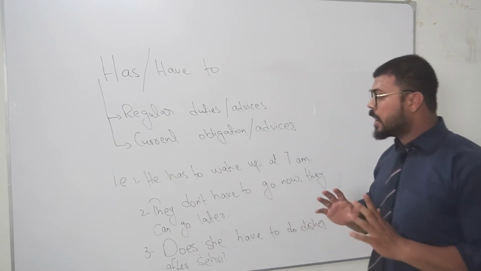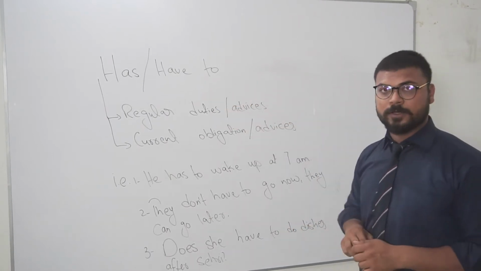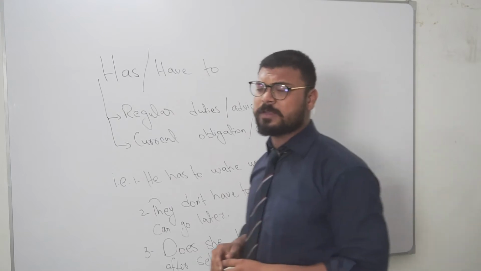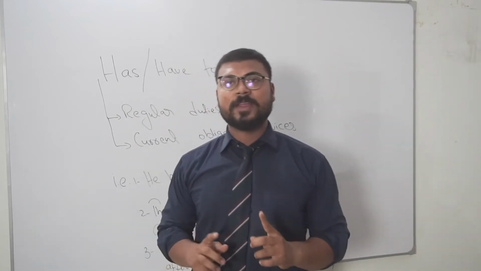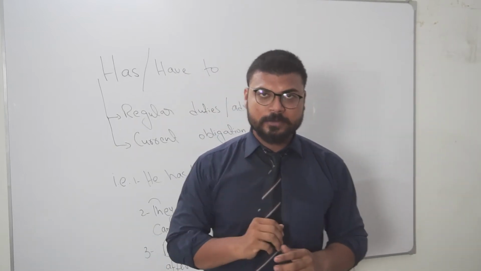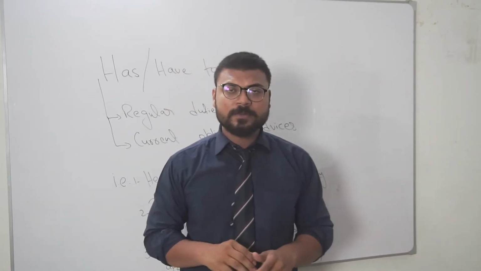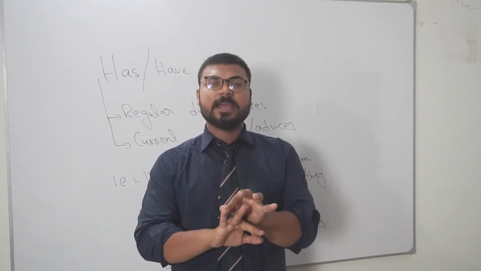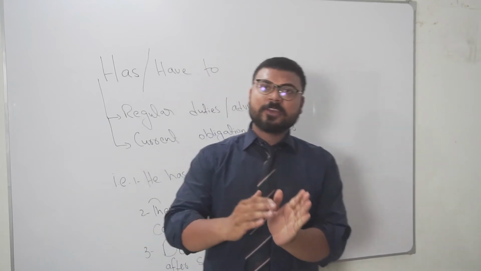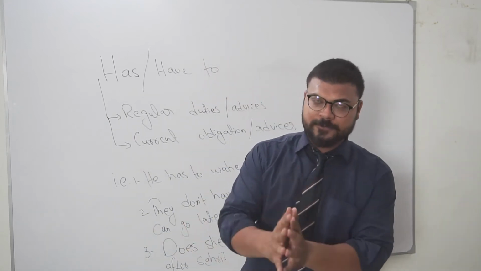So guys, let's go for has to first. With what subjects do we use has to? With third person singulars. What are third person singulars? He, she, it, and singular names. And with the rest of the subjects, we are going to use have to.